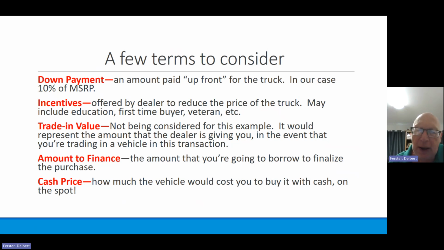Trade-in value, we're not going to look at it in this example, but if you had a car or a vehicle that you're going to trade in, how much are they willing to give you in return for your vehicle? I have heard many people say that they're better served selling your car outright and then taking that cash because it just gives the dealer a place to play a little bit more. It's a little harder to see how much they're actually dealing with you on the price of the new vehicle.